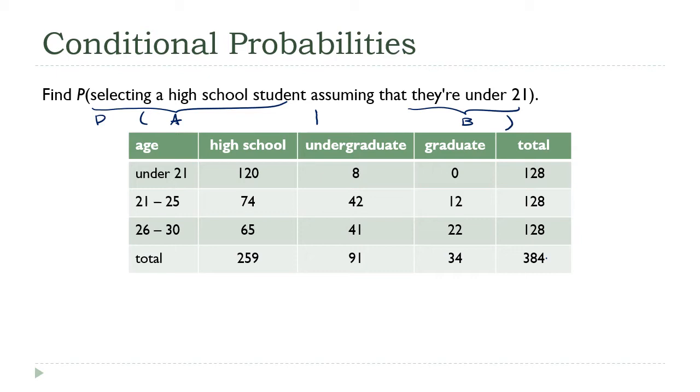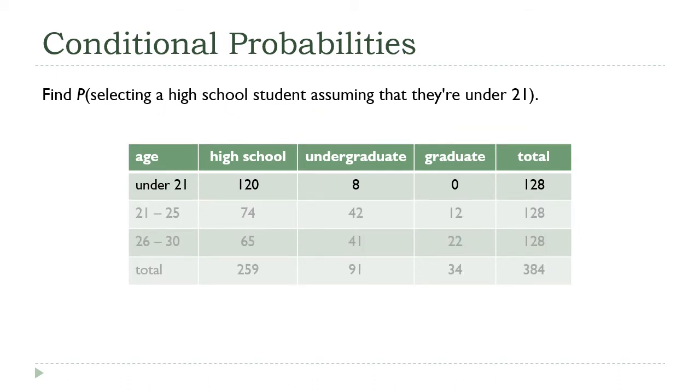So this is the probability of A given B. And the way you can think about that, given that, assuming that they're under 21, you can think of that as a filter, right? That says ignore everything in the table except for that under 21 row. Now calculate your probability, right? So what do we get here? We want high school students, right? So this is the number of high school students in my filtered list here. That's 120 divided by the total. That's 128. That's my probability. This is 0.9375, about 0.938.